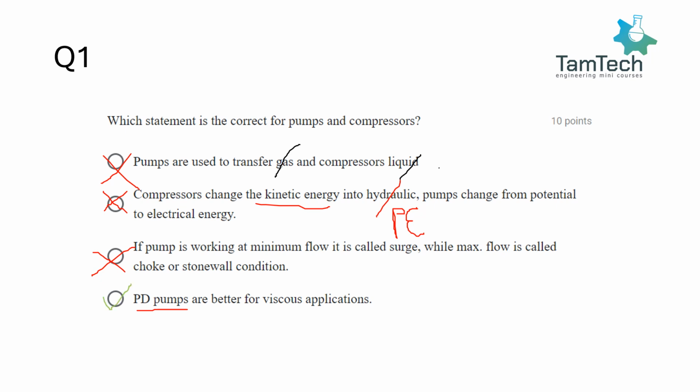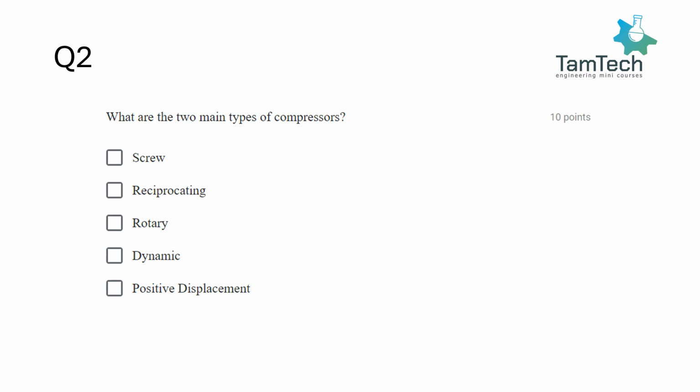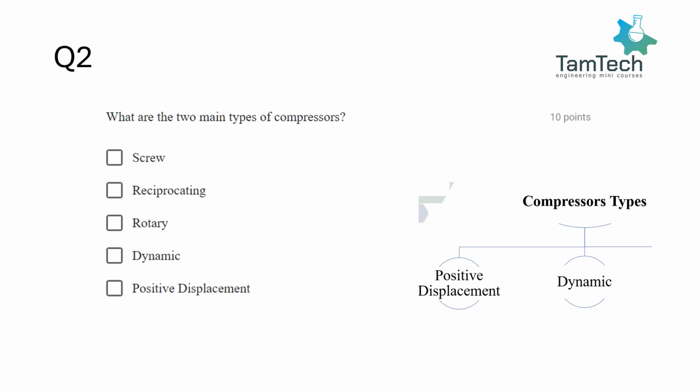So let's go to the next question. Next question is about what are two main types of compressors. So for both pumps and compressors, which are fluid transportation equipment, they are mainly divided into two sections: positive displacement, and the second one is dynamic. So we'll go with this one. The screw, reciprocating, or rotary, they are subsections of the dynamic and PD types.